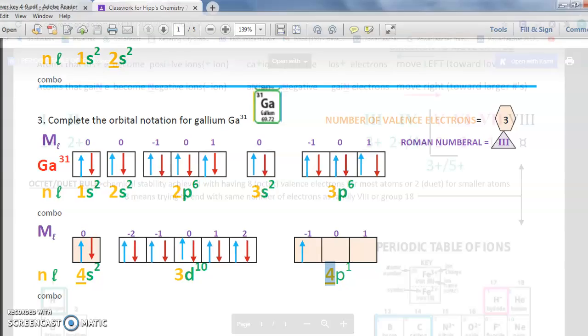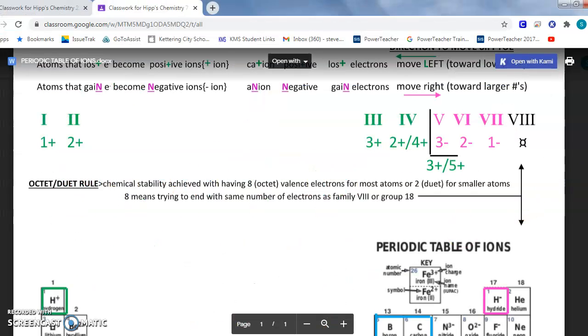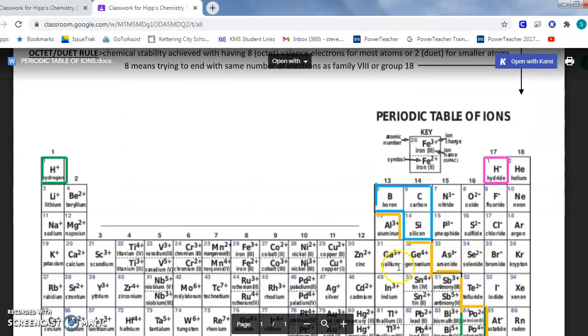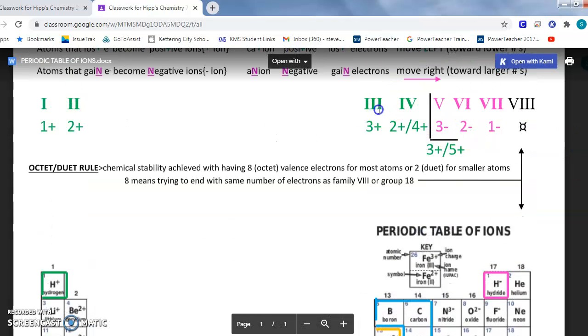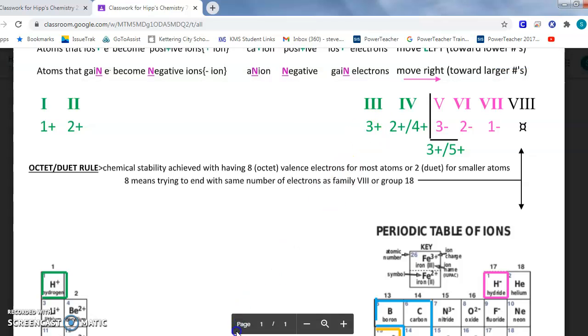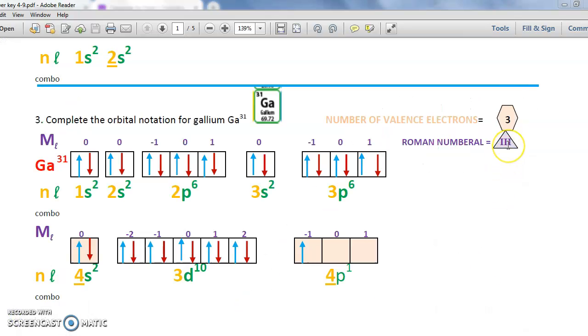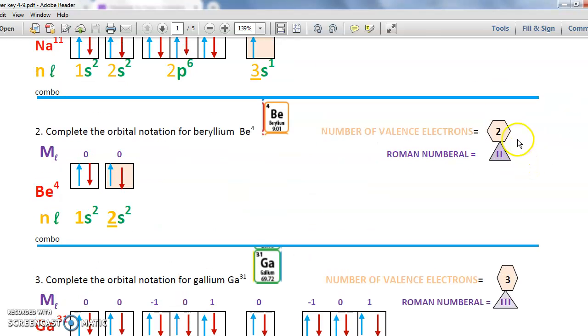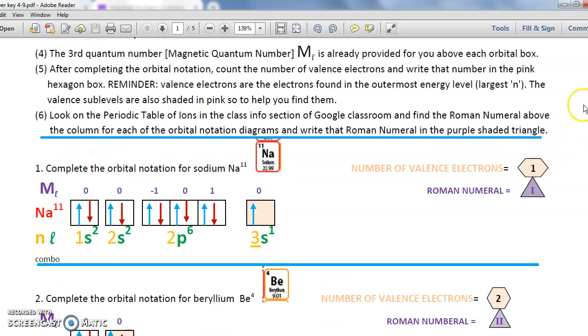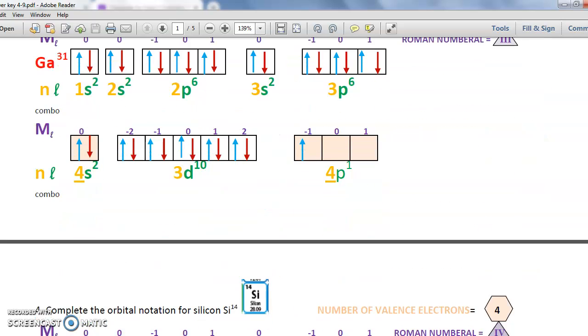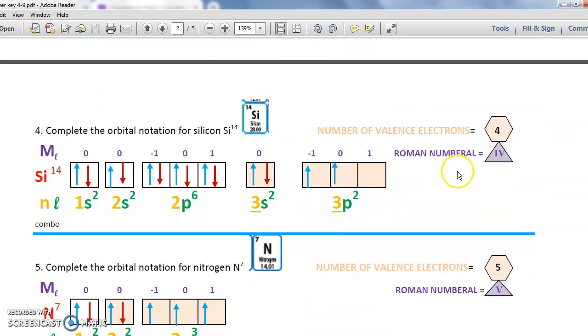We now need to go to the periodic table of ions to see what the Roman numeral is above gallium. There's gallium. I continue upward. The Roman numeral above gallium is 3. So we have a 3 as the Roman numeral and a 3 as the valence electrons. Here we had a 2 and a 2 and a 1 and a 1. Is that Roman numeral telling us the number of valence electrons? Only time will tell. Here we go.